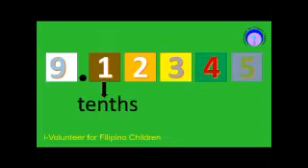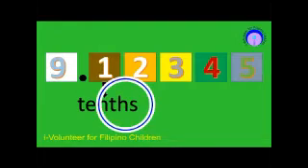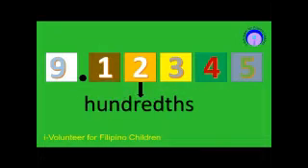Digit 1 is in the tenths place. This is the first place value after the decimal point. The place values of the decimal numbers end with THS. I repeat, ends with THS. The next is hundredths. I repeat, hundredths.